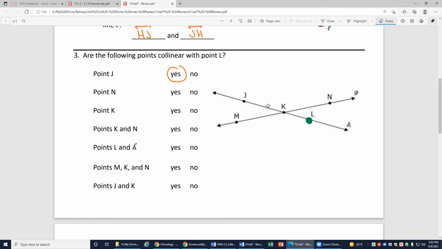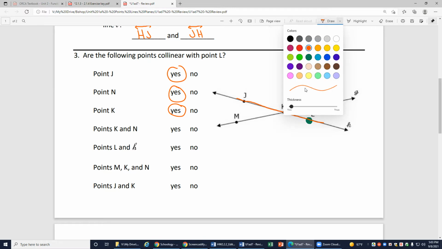Okay, then when I look at point N, again, that's 1 point, which means I already know my answer is yes, because I can connect L and N with a line. So that's yes. Okay, then the next one, point K, again, it's 1 letter, and so I know it's this line, which also happens to be the one that goes through J, so J and K are also collinear with L, both of those. So that's a yes.